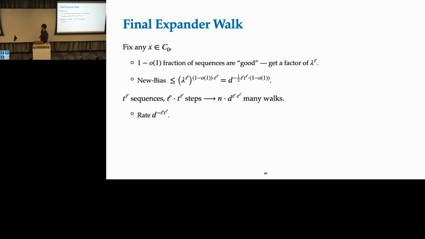Now let's look at this. Again, we are able to choose d, L, and t to match our target epsilon. Then the rate is epsilon to the 2 plus little o of 1. Okay, so that's it. That's our construction, and that's actually most of the analysis.